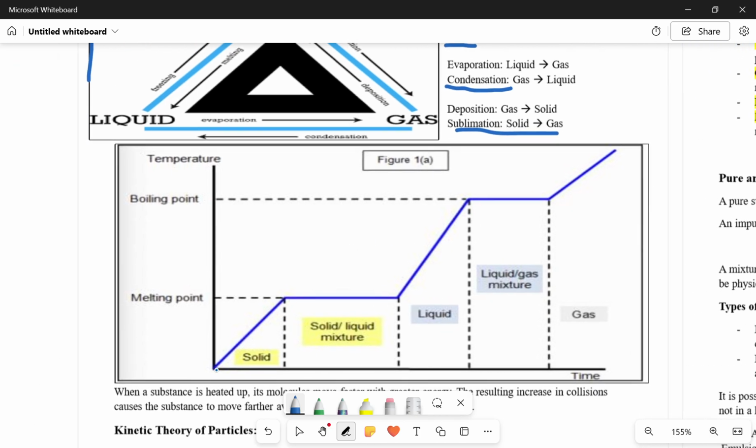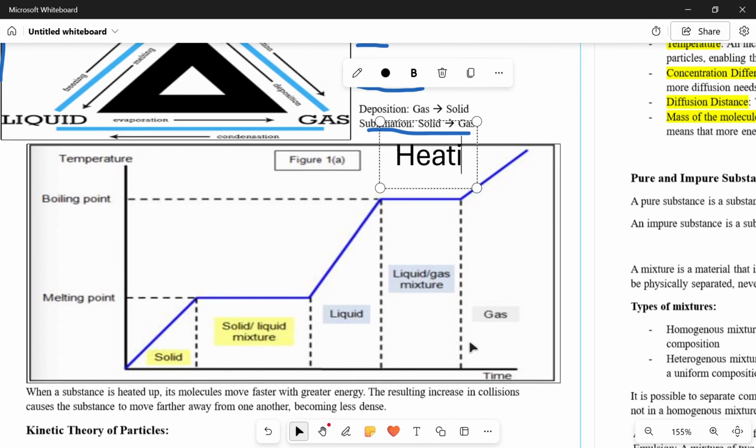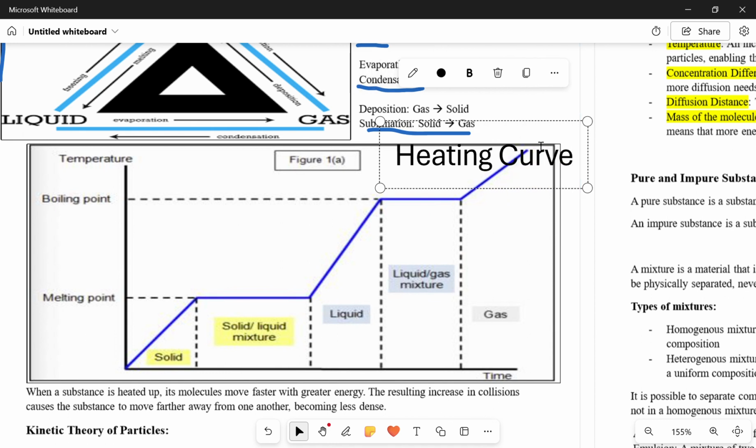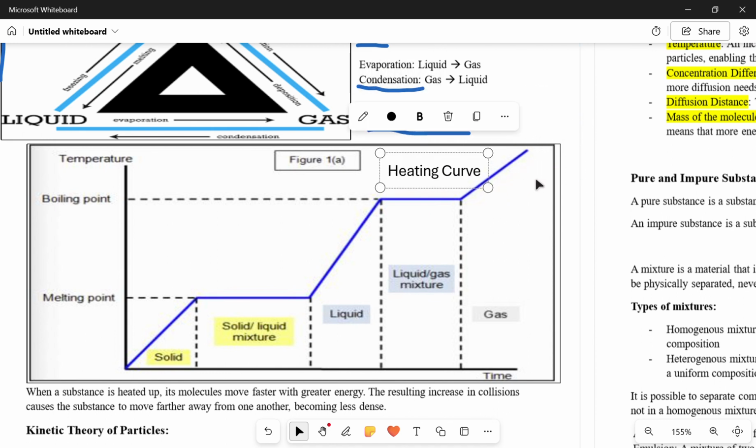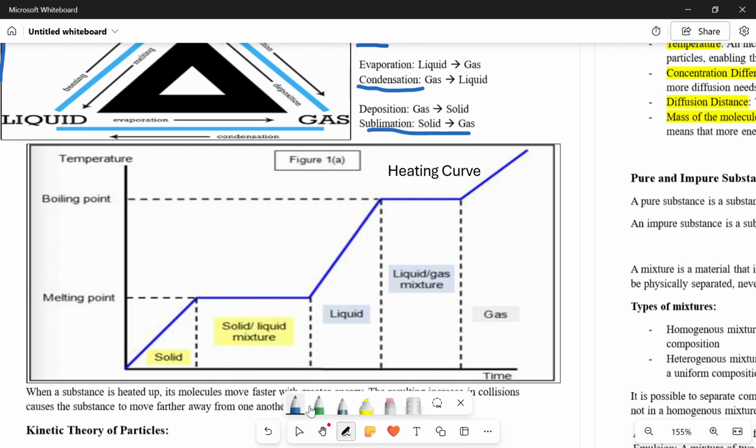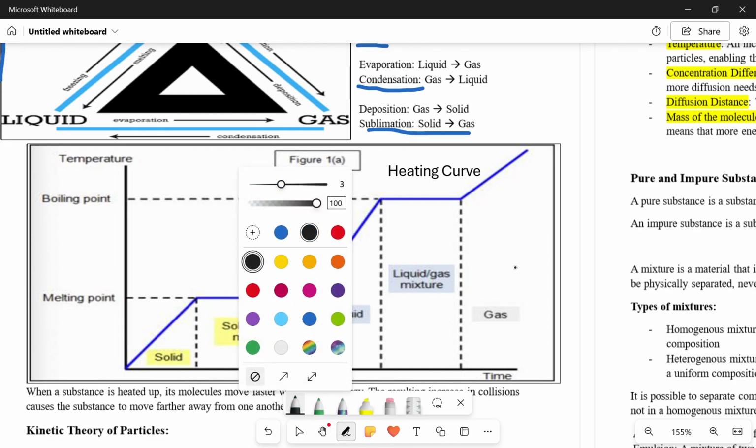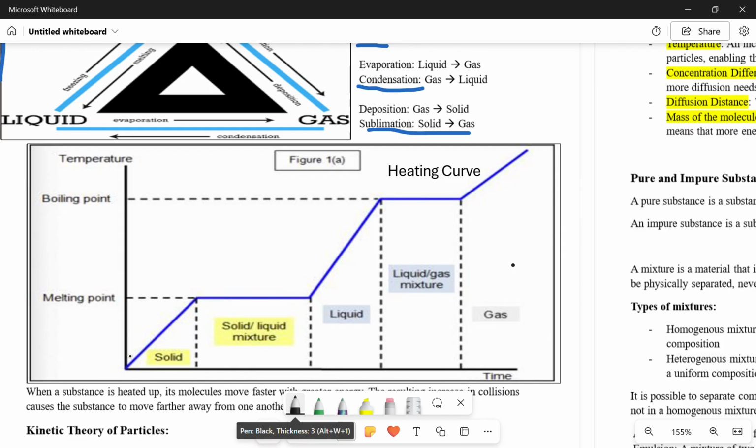But if you look at this graph, this is the heating curve. This graph is called the heating curve, and the cooling curve is just the opposite. So if you look at it, you go up from solid, you're adding heat. At some point it becomes a liquid, and that point where it becomes a liquid is known as the melting point.